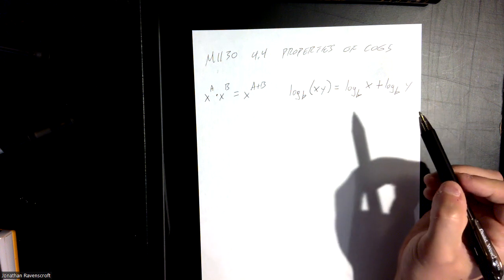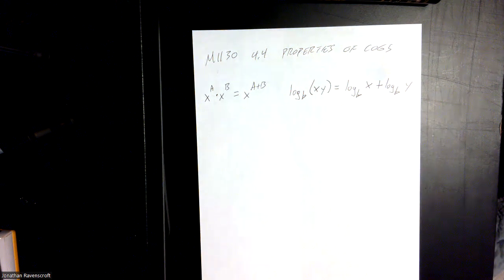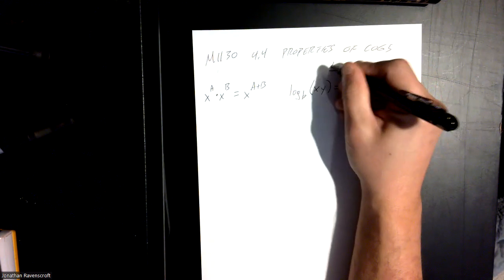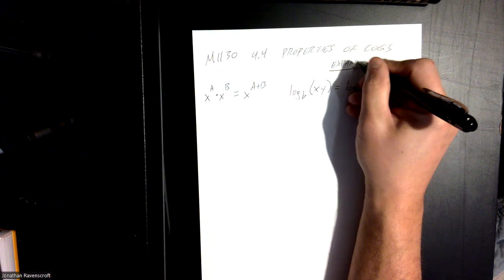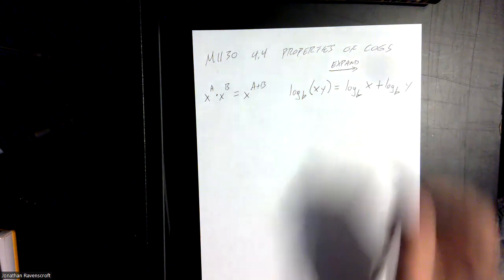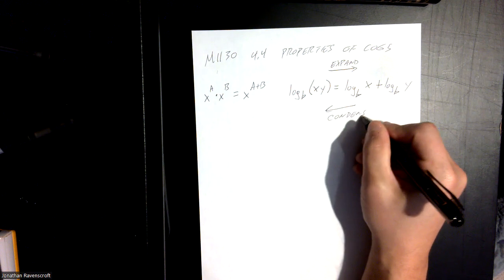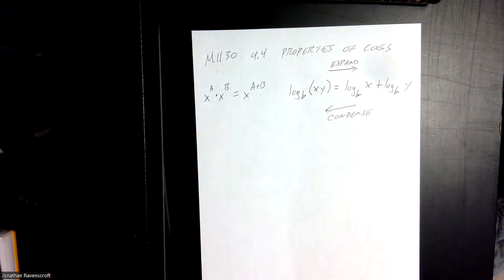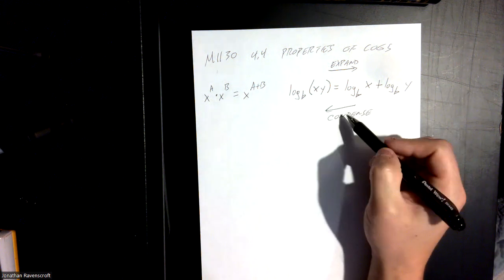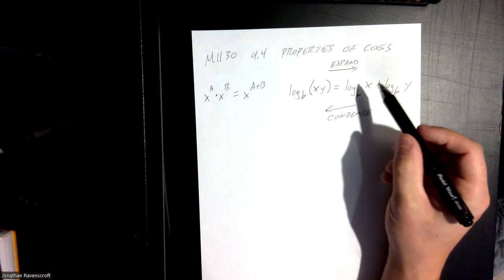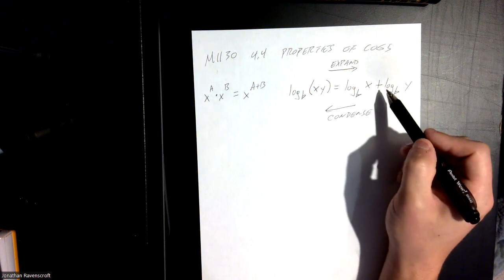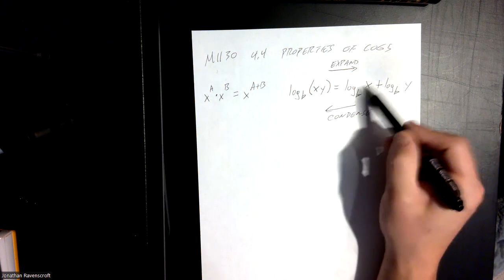Now, what we're going to be doing today is going back and forth between these rules. Sometimes the directions will say expand, and we want to write it as a series of logarithms, or it'll say condense, where we want to simplify into a single logarithm. Now, what you want to do depends on the problem. For this class, a lot of times we want to simplify, so we'll condense. Later, when you go to calculus, you'll want to expand, so you can differentiate and integrate these separately.